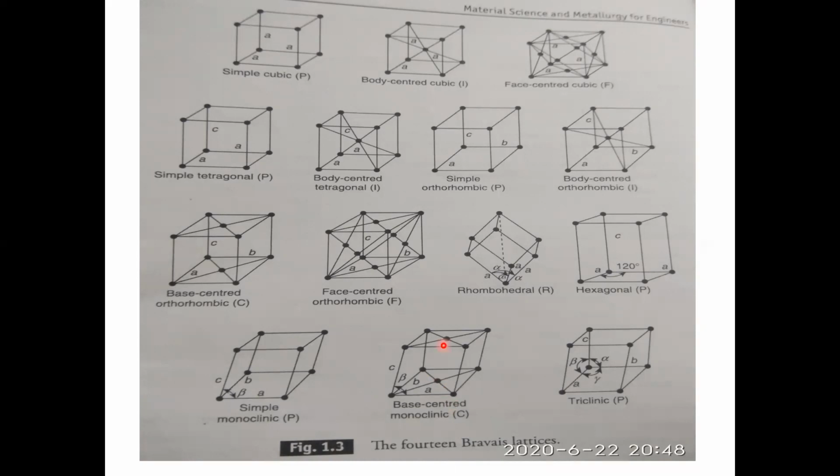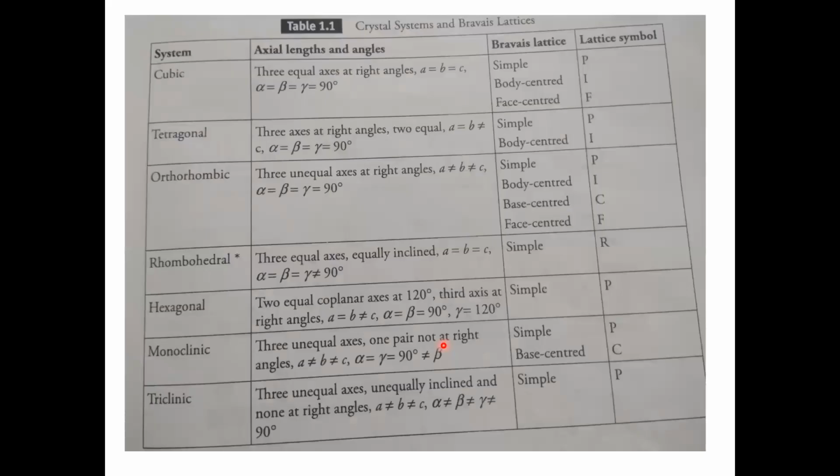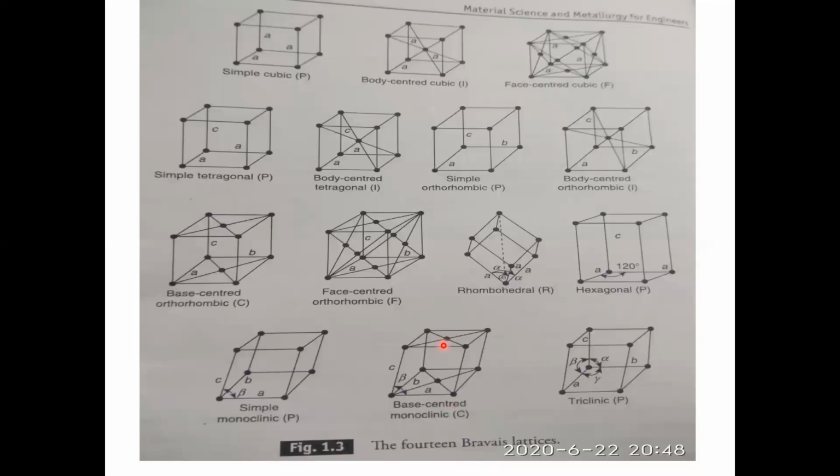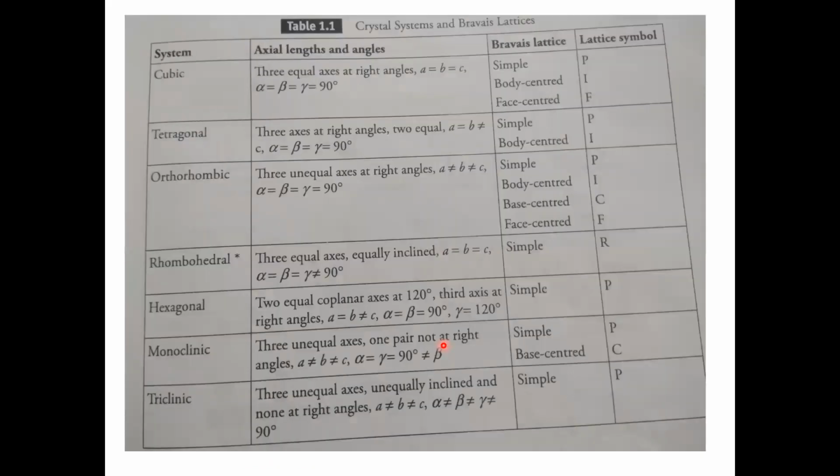That is called base centered monoclinic. So in the monoclinic crystal system, A is not equal to B, not equal to C, and alpha and gamma are equal to 90 degrees, which is not equal to beta. So beta has a different angle than 90 degrees. It has two types, or two Bravais lattices: simple monoclinic and base centered monoclinic.